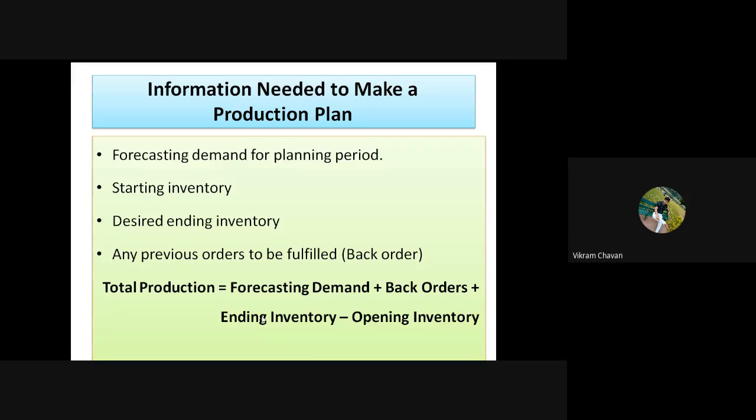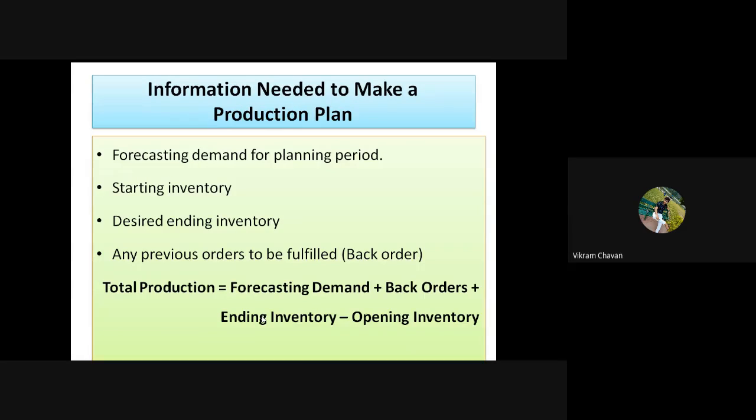Then second is the starting inventory, or the opening inventory. We are in the month of December, so what will your opening inventory be next year? That is how much finished goods stock will be there in your store on 1st January. That will be the starting inventory. And the next one is the desired ending inventory. Desired ending inventory means how much stock you require at the end of next year.